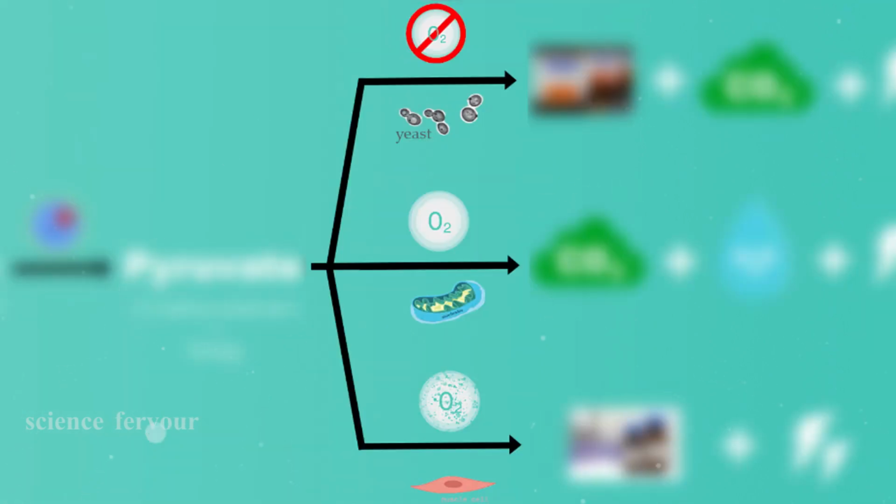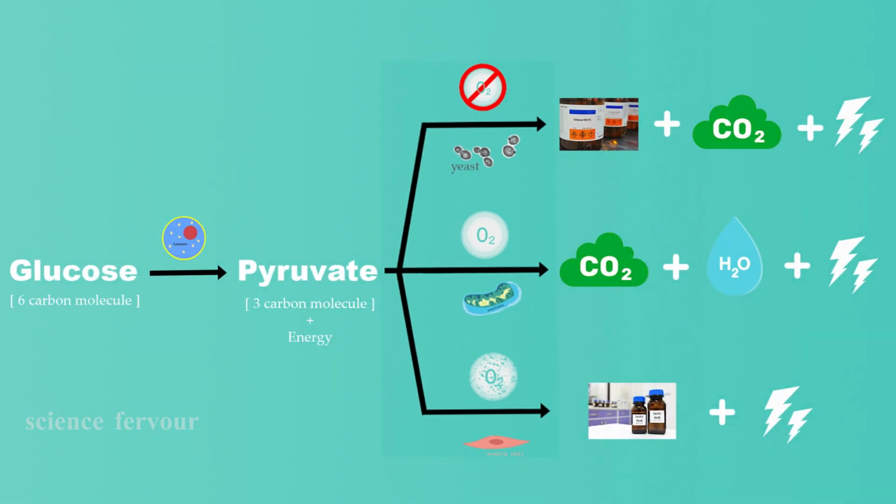So, we have seen three various pathways for the breakdown of glucose, and they take place in the absence of oxygen, presence of oxygen, and lack of oxygen. Just look at this for a minute and recall all the things which we have seen before.